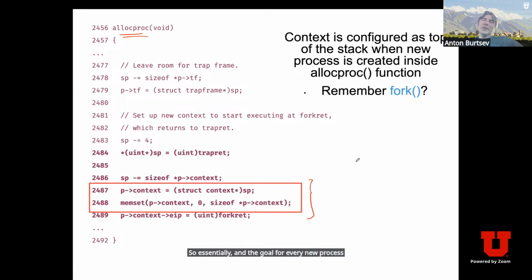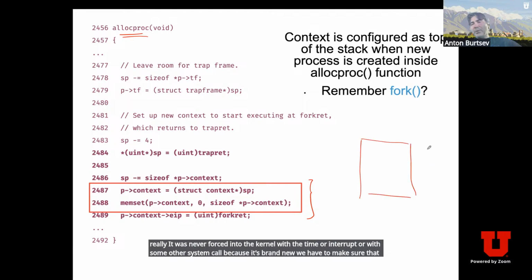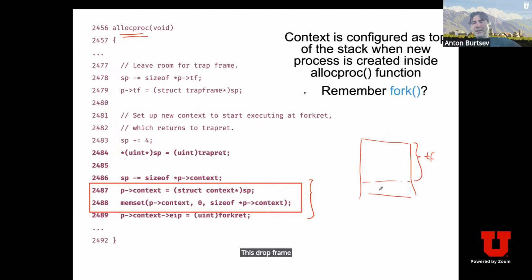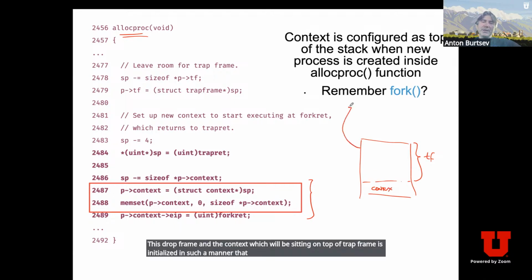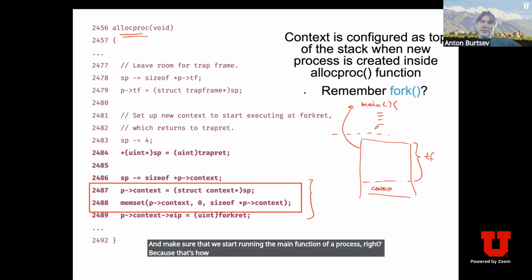Because it was never forced into the kernel with the timer interrupt or with some other system call, because it's brand new, we have to make sure that the kernel stack of the process, this trap frame and the context, which will be sitting on top of the trap frame, is initialized in such a manner that at some point we can just exit into the user level and start running the main function of a process. Because that's how we start running a process.